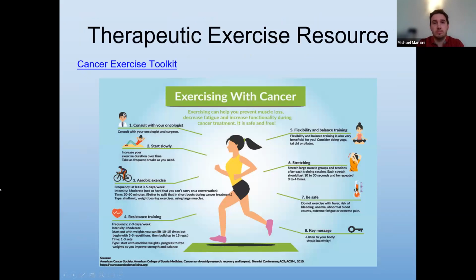This was a good resource that I found. It's Cancer Exercise Toolkit. It's based out of Australia, but it has some great resources around modifying exercise programs for different types of cancers. There's risk and safety considerations, and there's lots of great patient handouts as well. So I just wanted to bring that to your awareness. Next slide.